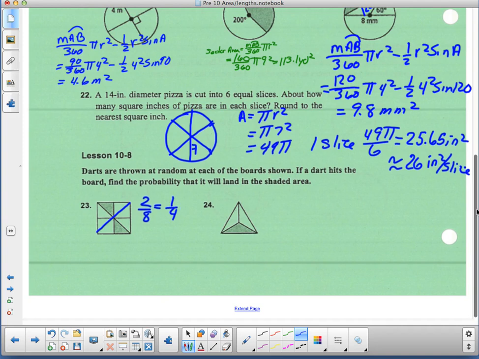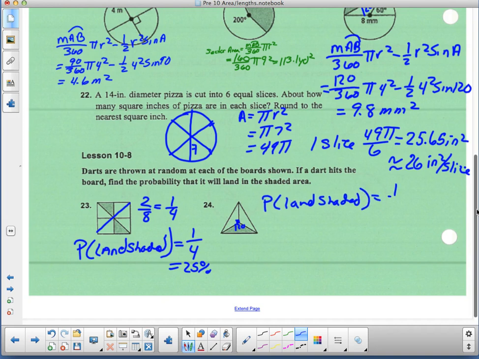If a dart hits the board, find the probability it will land shaded. So my probability of landing shaded is going to be 1 out of 4, or 25%. Now in this next one, in 24, I have my triangle evenly split up from the center to the vertices. So these are all 120 degrees, 3 equal parts. So again, the probability of landing shaded here is going to be 1 out of 3, or 33 1/3%.